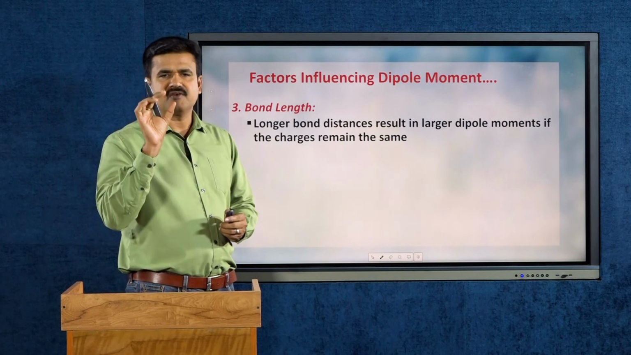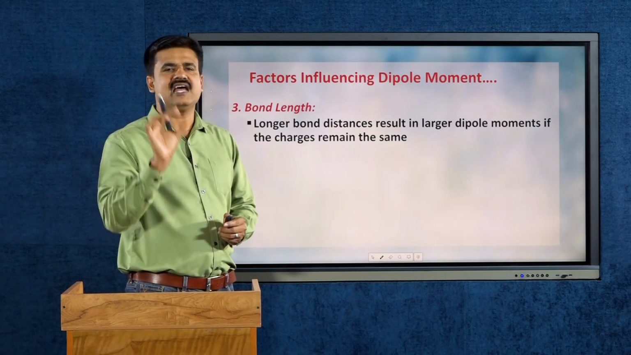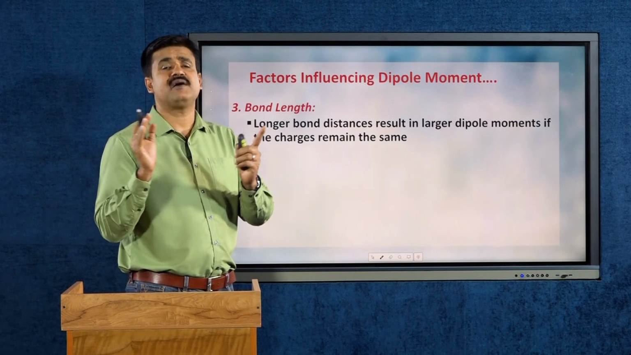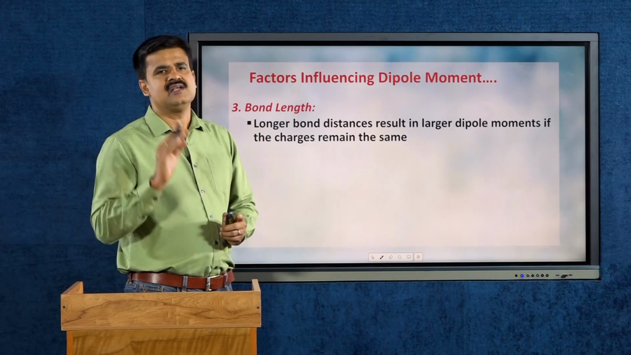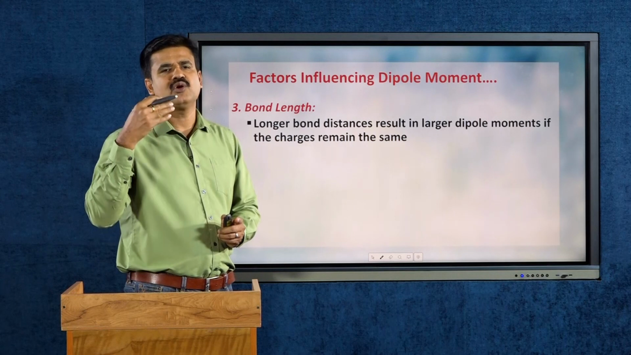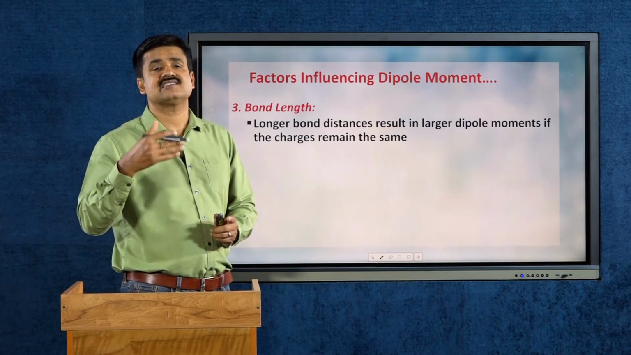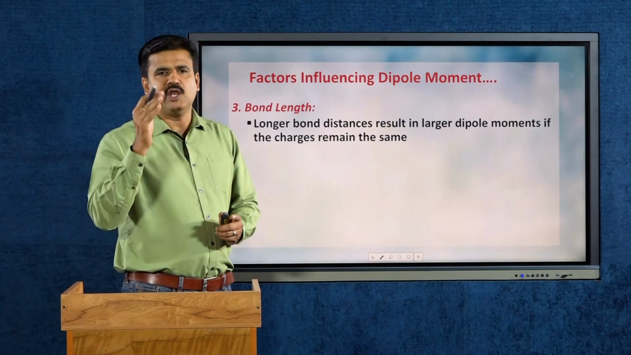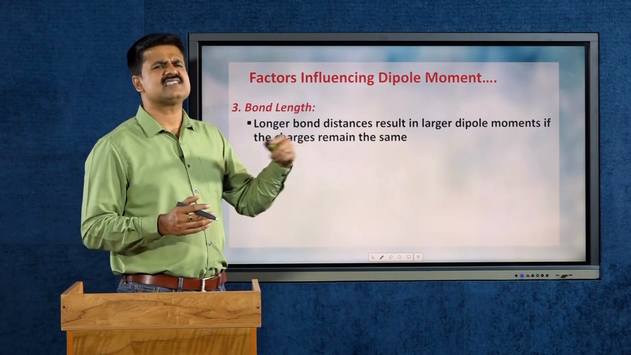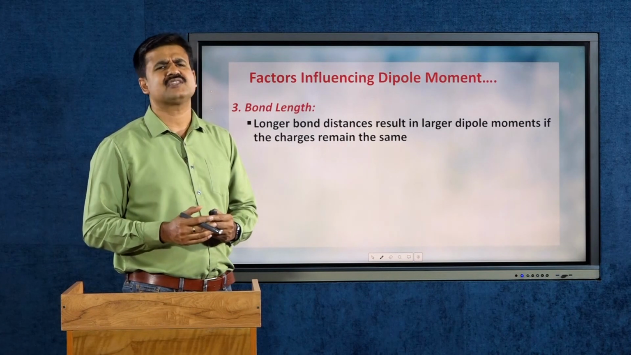So, if you are considering a short bond length and a longer bond length and assume that the charges on the participating atoms are the same, you know the fact that bond length and dipole moment have some close relation. Longer bond distance results in larger dipole moment. This is also clear from the expression for the dipole moment.